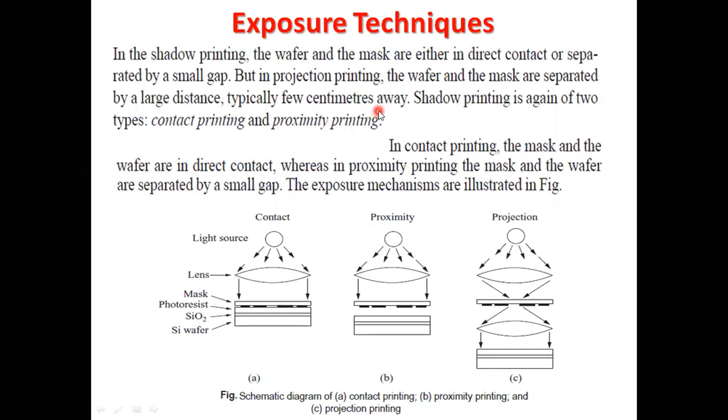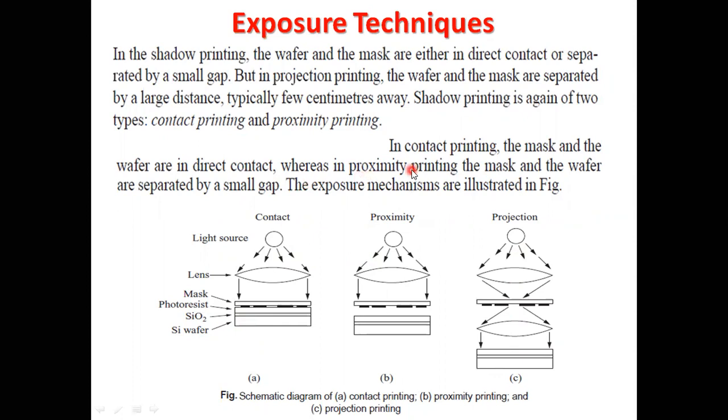Okay, you can see the projection printing here. This is the diagram. Shadow printing is again of two types, contact printing and the proximity printing. This is the contact printing and the proximity printing. In contact printing, the mask and the wafer are in direct contact. You can see this mask and the wafer, they are in direct contact.